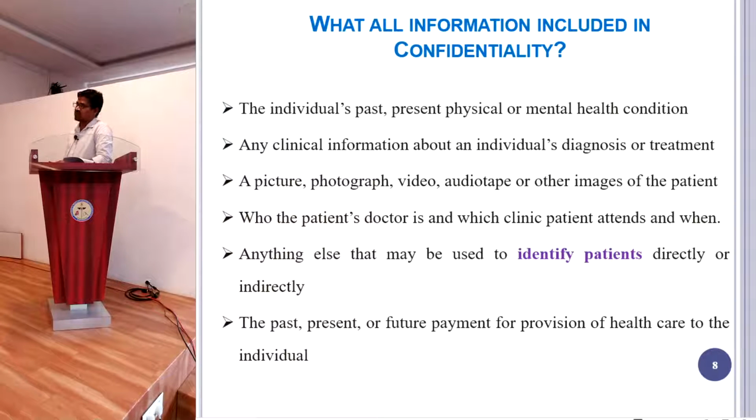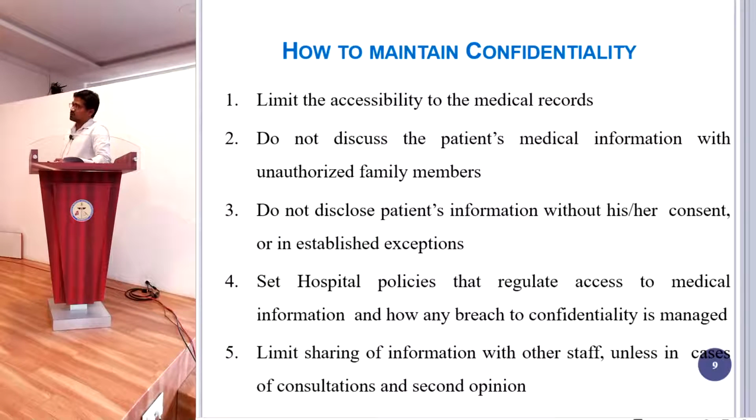These are the different components of factors which can keep confidential. So how to maintain the confidentiality? You can just limit the accessibility to the medical records. Do not discuss the patient medical information with unauthorized family members.